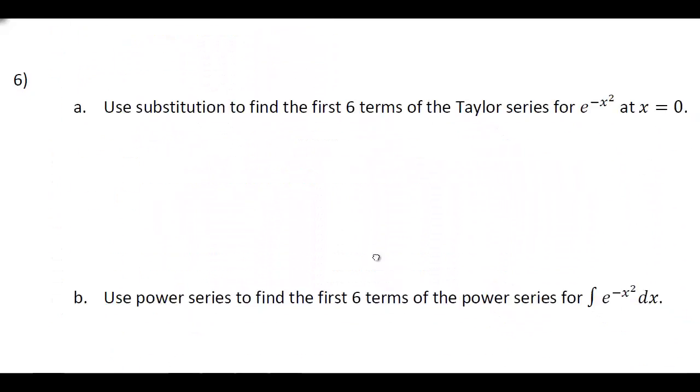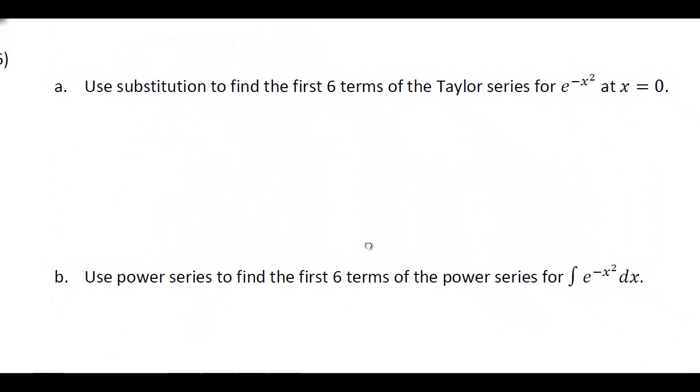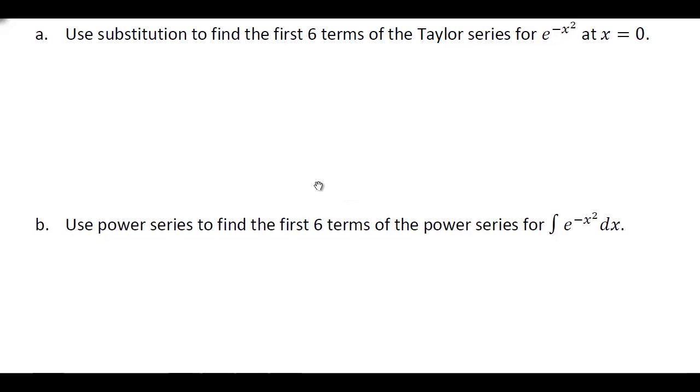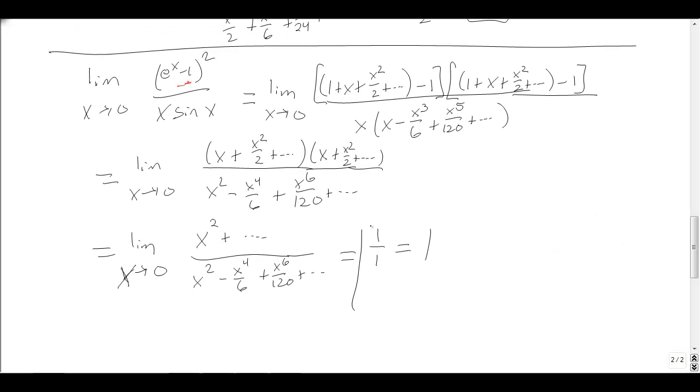All right, something different. This is a two-part question. Part A is getting us ready for Part B. In Part A, we're going to use substitution to find the first 6 terms of the Taylor series for e to the negative x squared at x equals 0.